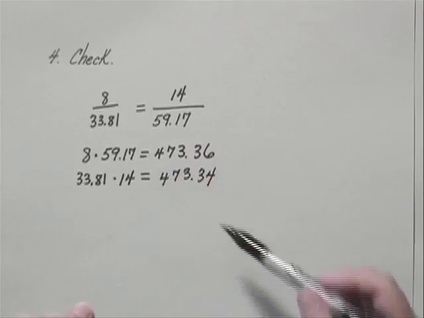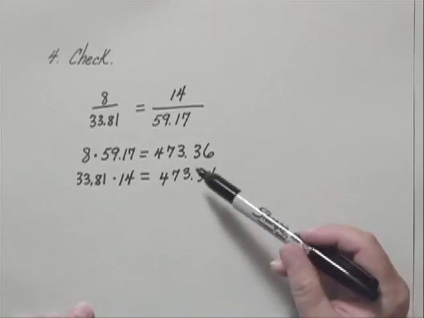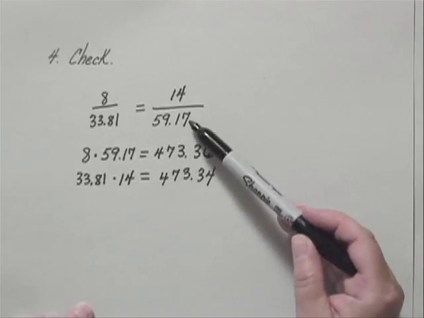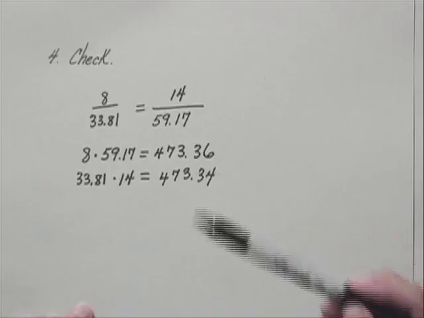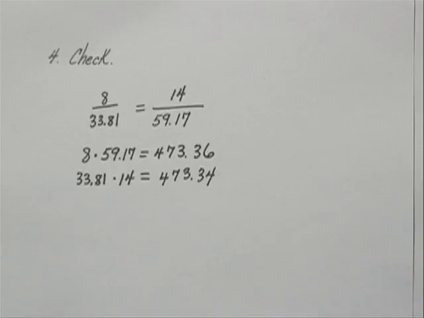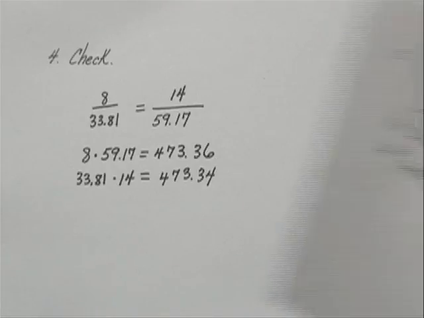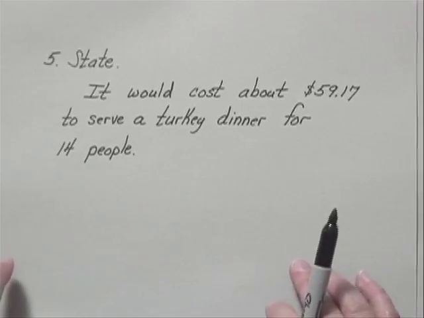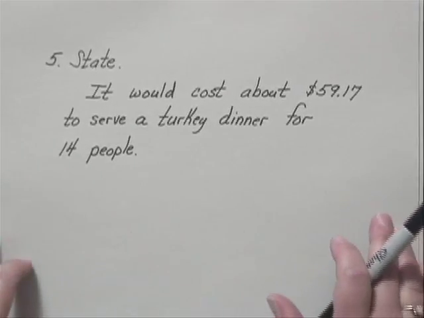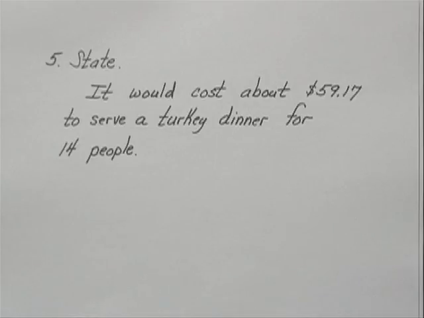473.34. Now those are not exactly alike, but remember we rounded to get $59.17, so they're close enough that we can say with good assurance that our answer was correct. So we state our answer. It would cost about $59.17 to serve a turkey dinner for 14 people.